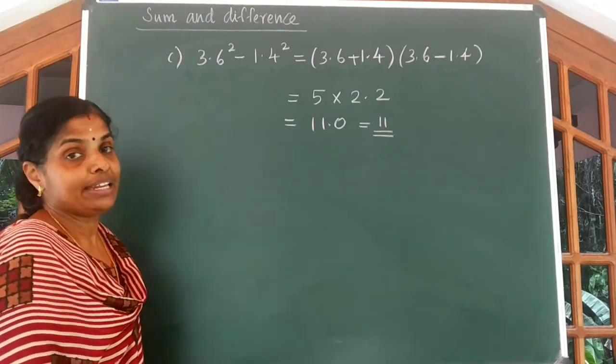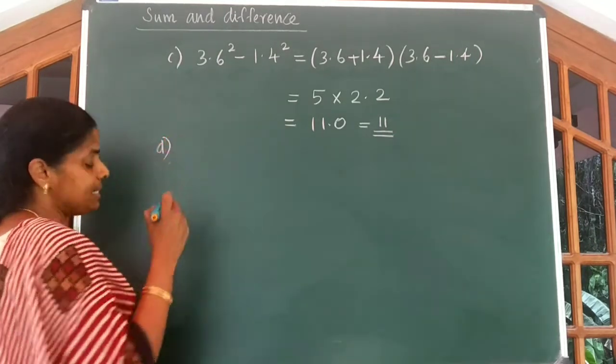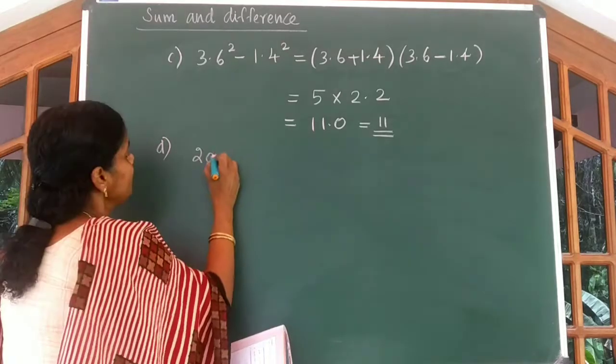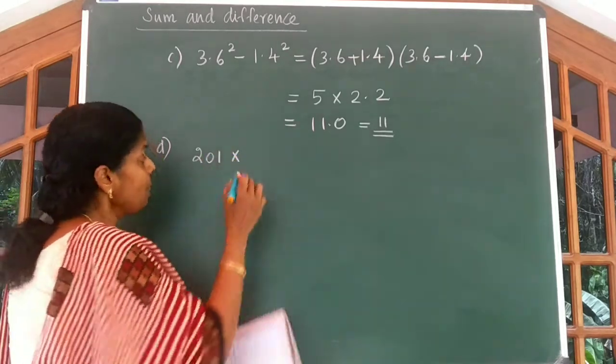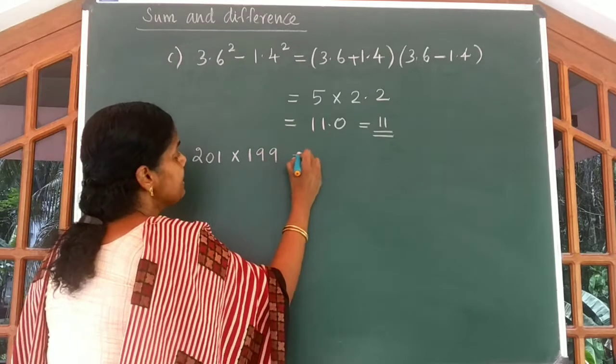Okay, look at the D part of the question. You have 201 into 199.